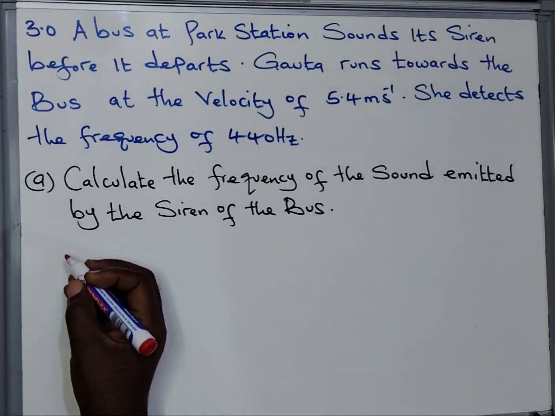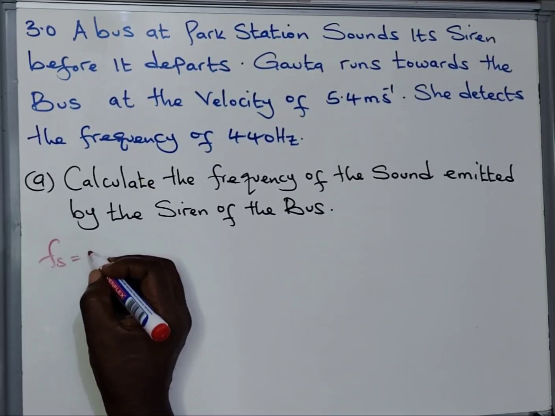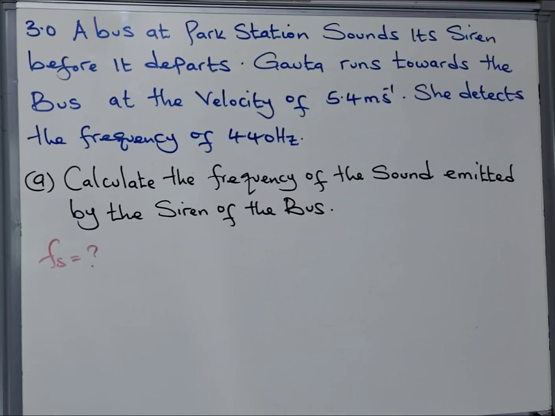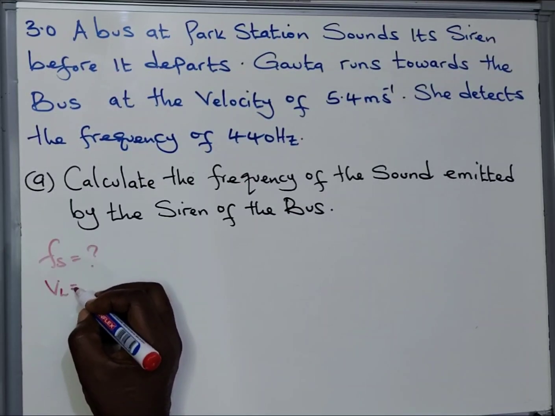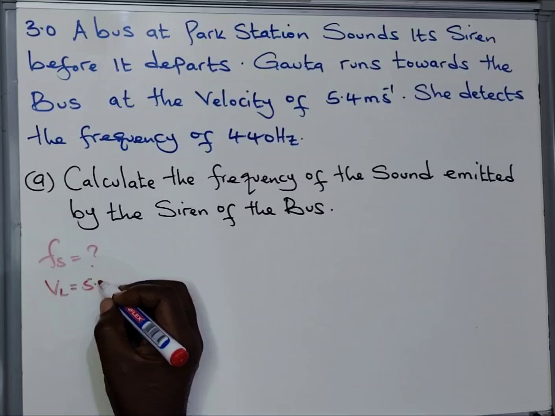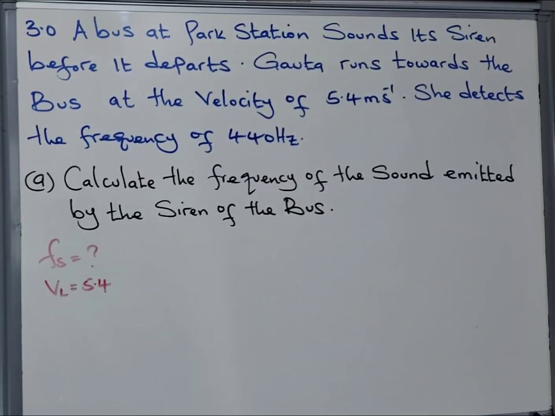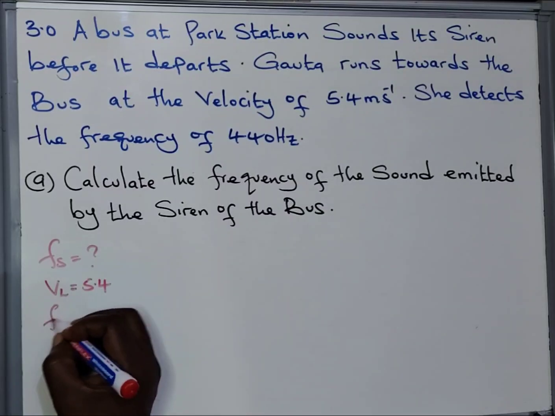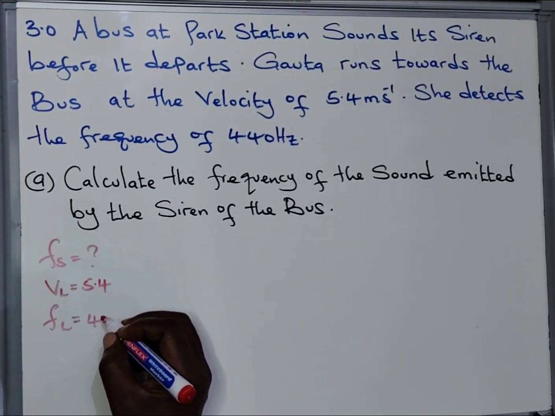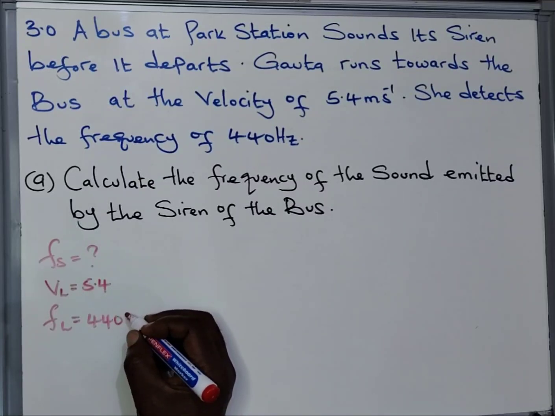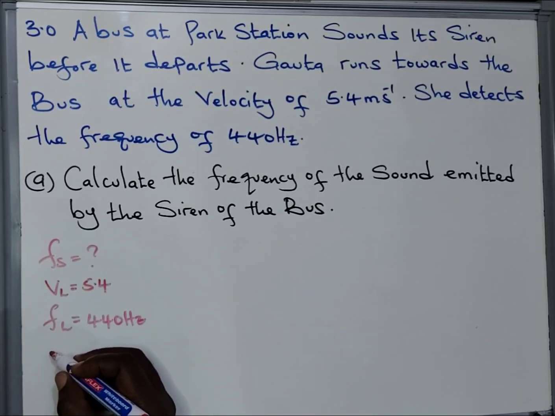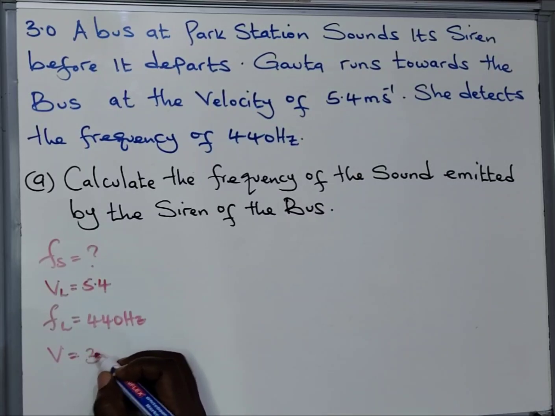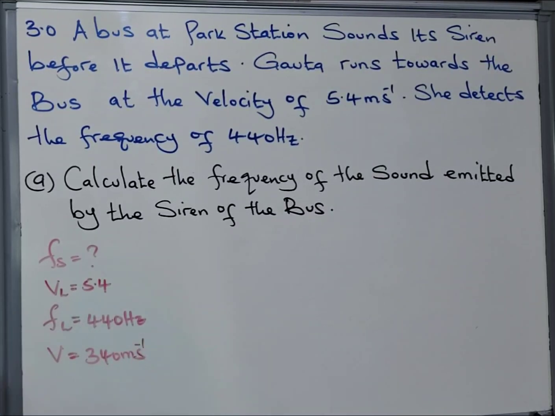First of all, we are looking for the frequency of the source. But what else do we have? We have the velocity of the listener, which is 5.4. What else do we know? The frequency heard by the listener, which is 440 Hz. What else do we know? We are going to take our velocity of sound as 340 meters per second. So that's the information we have.